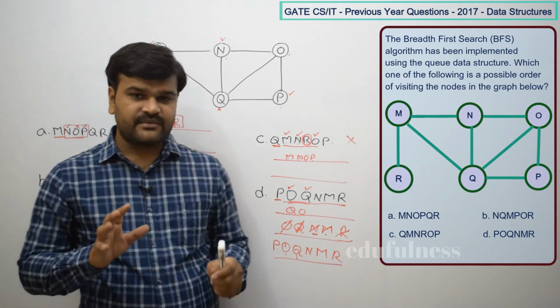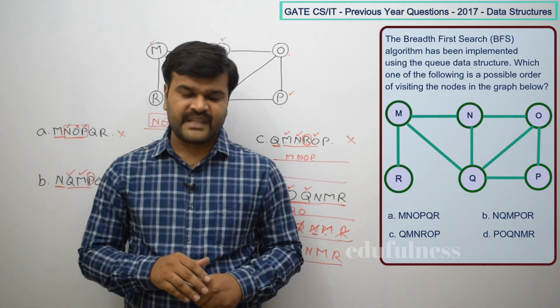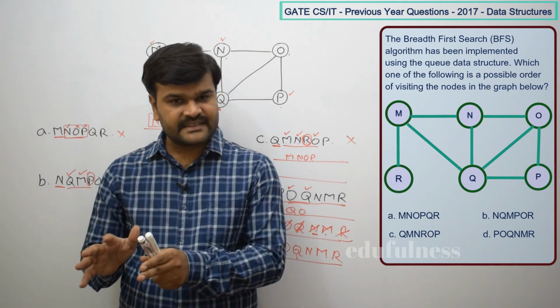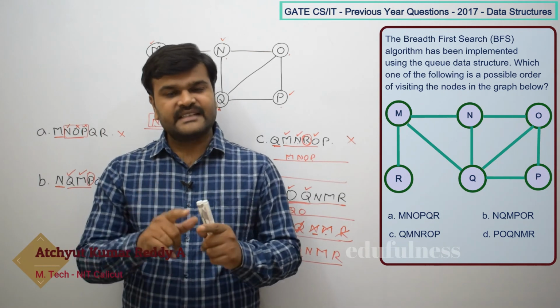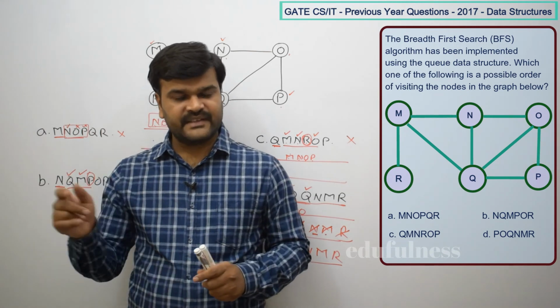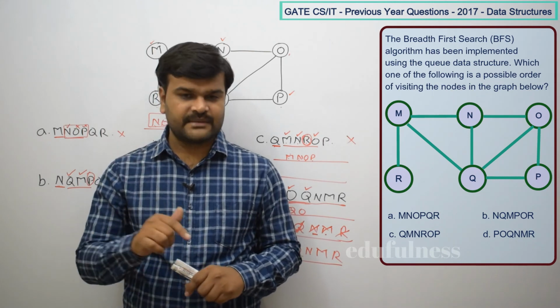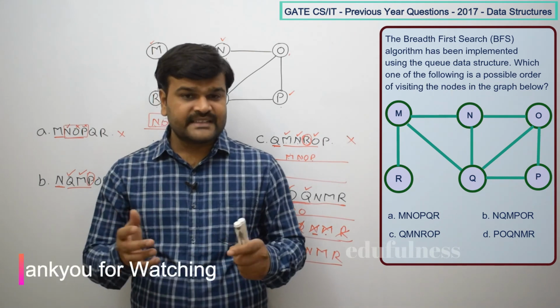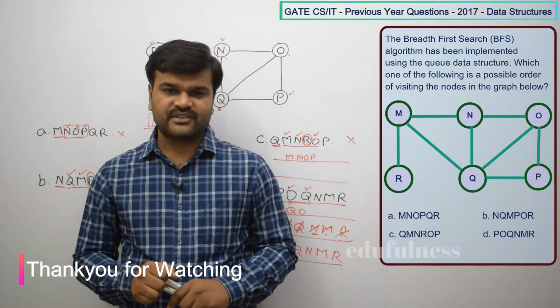For this question, we have to understand the BFS algorithm clearly. How BFS works, its algorithm and its time complexity, we already discussed very clearly in another video. That video link is provided in the description. So what is the answer for this question? D is the right option for this given question.